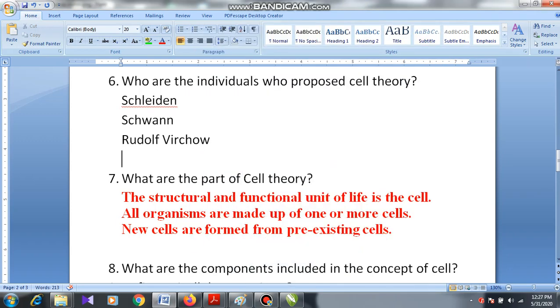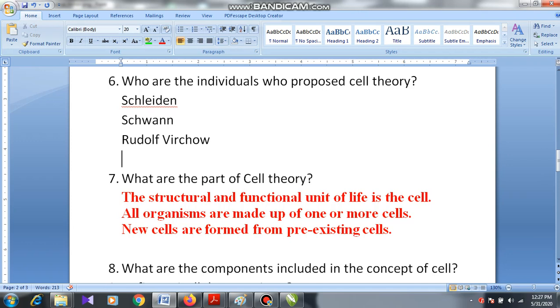The second one, you see, all organisms are made up of one or more cells. There are organisms made up of one cell; in the whole body, there will be one cell. There are organisms made up of many cells. Take the human body: there are about 60 trillion cells there. Some books write that there are about 100 trillion cells. So without cells, there are no organisms. If cells are present, then there are organisms.